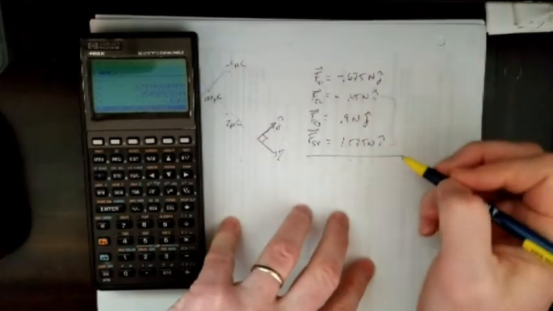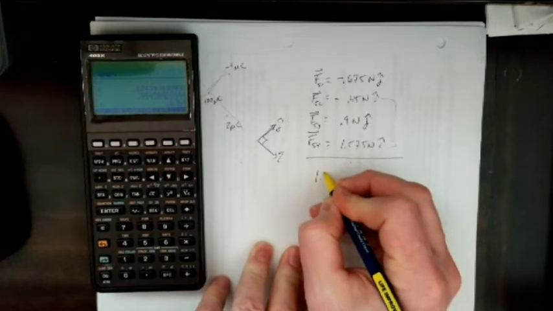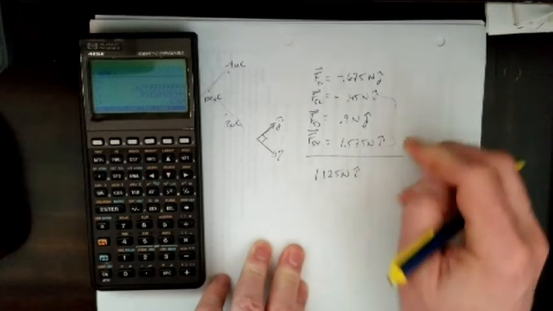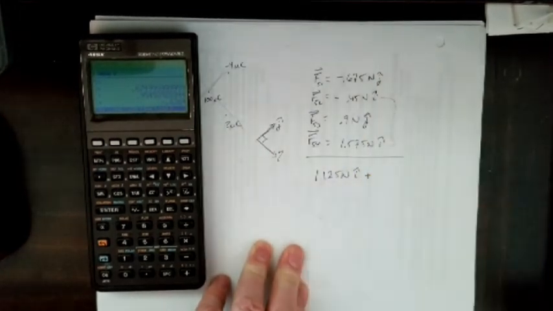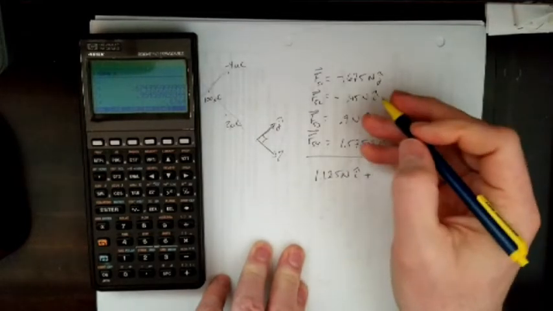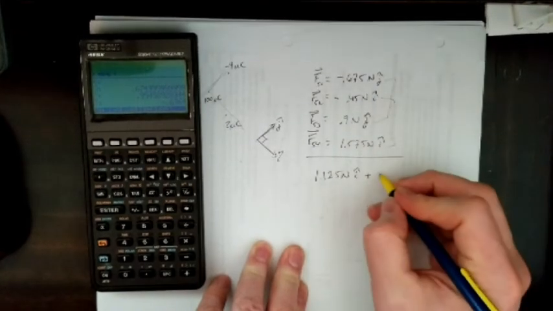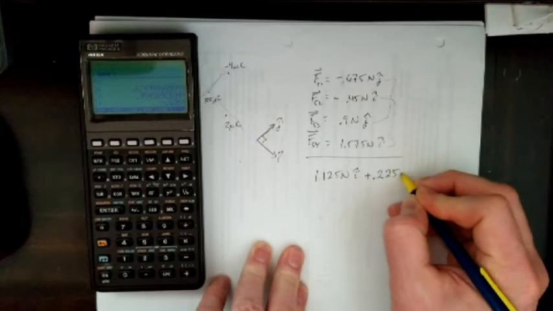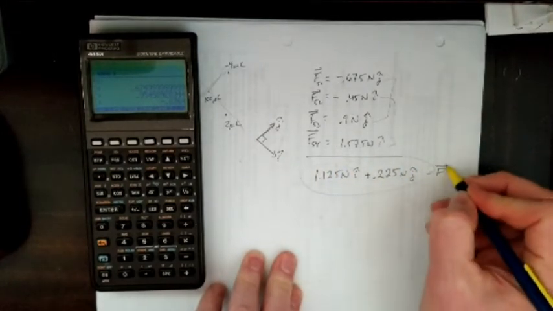And let's see, those are my I hat ones, so I can do that in my head. 1.125 newtons I hat. And then the J hat direction right there, plus, let's see, I'm adding these two together right here. So plus 2 to 5.225 newtons J hat. And this would be the correct answer. This is the force on 5.